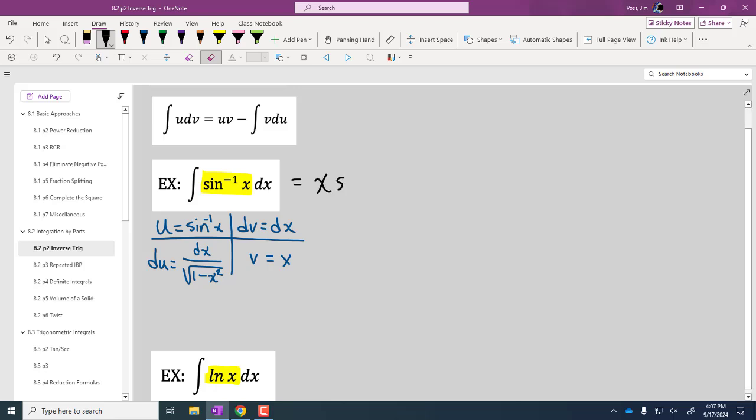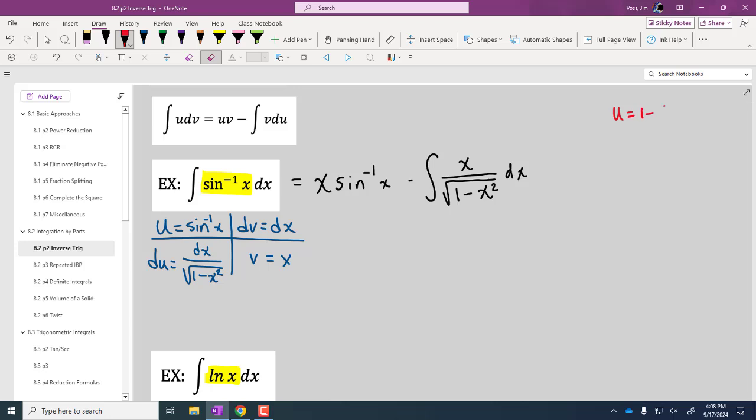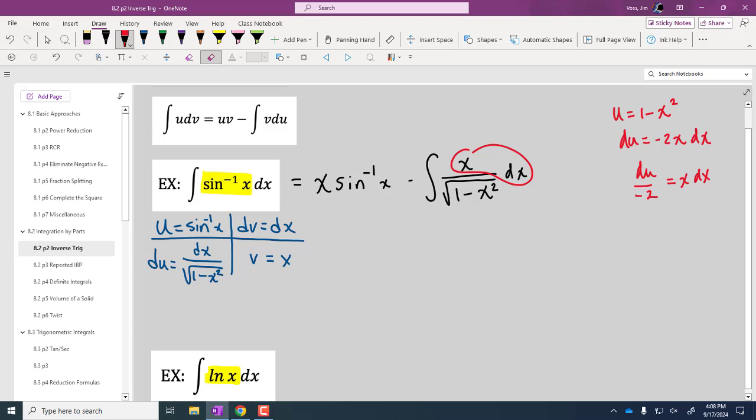uv is x inverse sine of x minus the integral of v du. That's going to be x over the square root of 1 minus x squared dx. And what integration technique can we use for that? Substitution. If we let u equal 1 minus x squared, du will be minus 2x dx. And if we divide by negative 2, we have x dx isolated, which is right there, x dx.